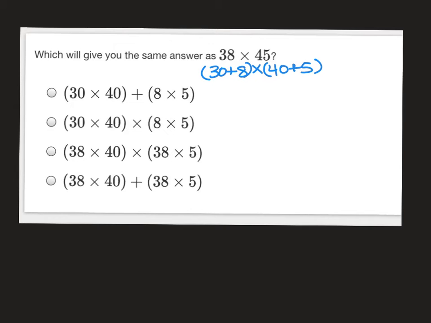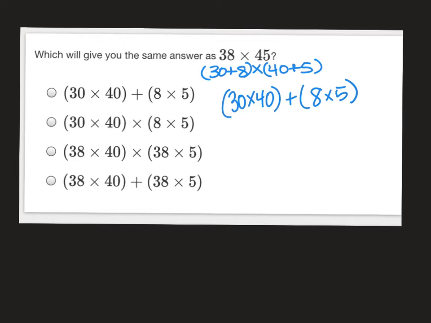Now, that's not the way they have it here, because they actually used the place value and took those bigger numbers. They decided to say 30 times 40 first, and then you can add that to what you get when you multiply 8 times 5. So they broke it down based on their place value, the tens place and then the ones place.